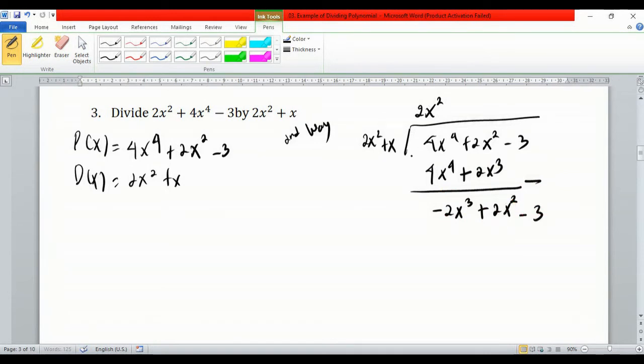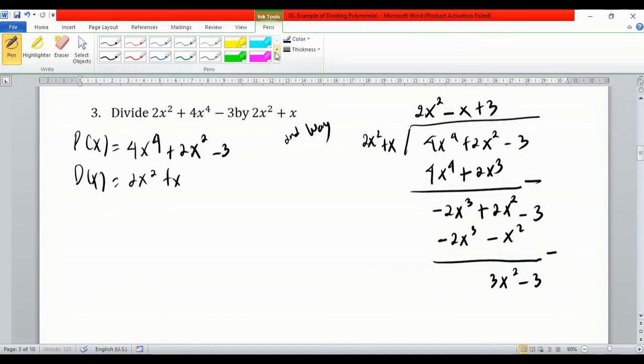Okay, so here you need to think again what you need to multiply with, and then 2x squared plus x. So this one is minus x. So this one is to be minus 2x power 3 and then minus x squared. So you need to subtract again. So this value is 3x squared minus 3. And then you need to put here plus 3.